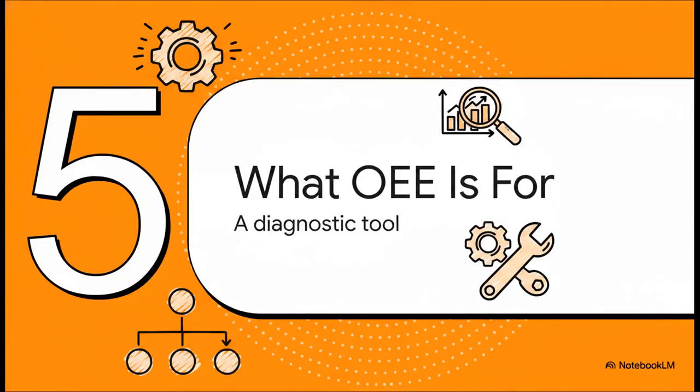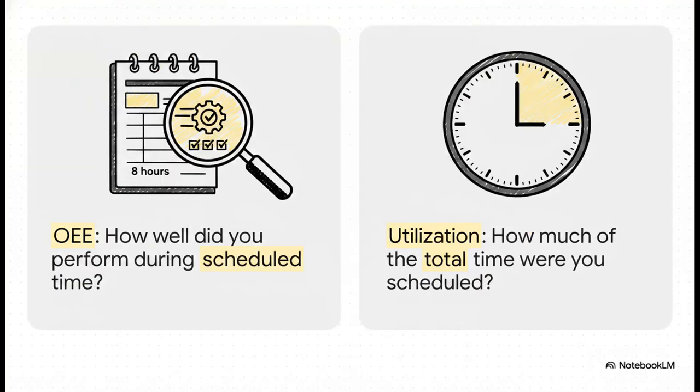This brings us to probably the most important point of all. What is OEE actually for? And, just as important, what is it not for? Okay, it's really crucial not to confuse OEE with another metric called utilization. See, OEE only cares about how well you performed during the time you were scheduled to run. Utilization asks a totally different question. Out of all 24 hours in a day, how many of them were you even scheduled to work in the first place? They're measuring two very different things.